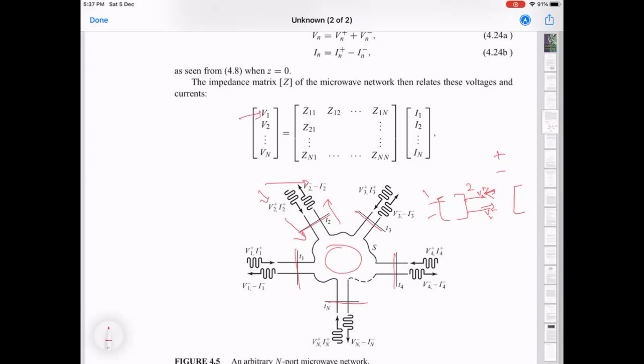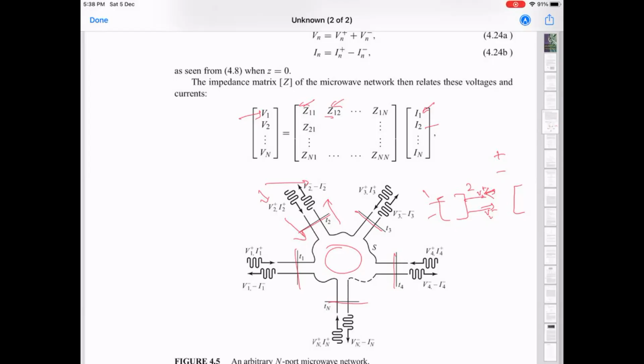And essentially, that's what this equation tells you, that V1 depends on the current at port 1 with the coefficient Z11. It depends on the current at port 2 with the coefficient Z12. So the first index refers to the port whose voltage you are considering, and then the second one cycles through the current indices of all the other ports. Similarly, you have one for V2, V3, V4, and so on. So you have basically now an N cross N matrix.